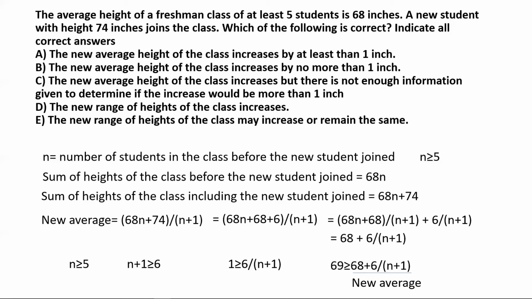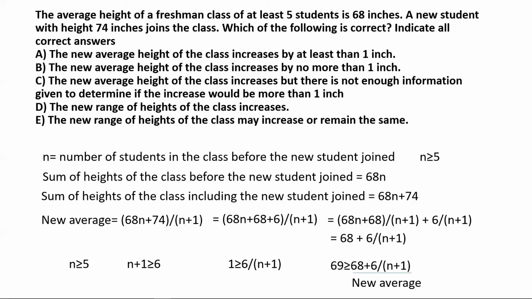So now if you look at the statement, previously the average height was 68. So the new average could be 68 or could be 69 or less, which means that the new average height of the class should increase by no more than 1 inch. So it should increase, but the increase should be no more than 1 inch, because if it's more than 1 inch, then that means the new average should be greater than 69.